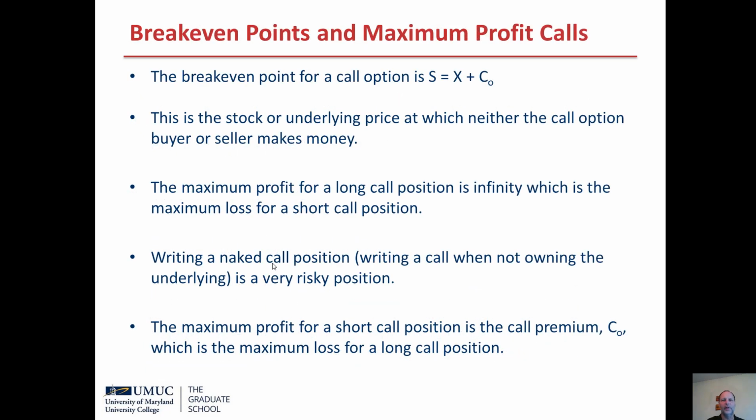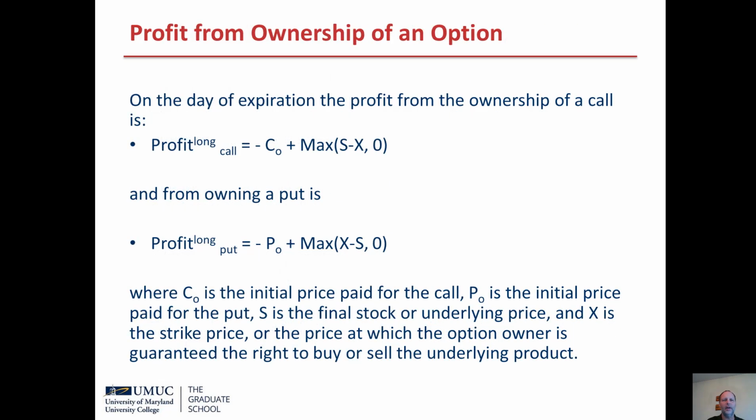We can calculate the break-even points and the maximum profits for calls and puts, again by looking at these equations. For the break-even point, we set profit equal to 0. We solve for S by taking the two negatives to the other side, and therefore the break-even point is S equals X plus C naught. For a put, we will set this equal to 0, and we will find the break-even point, moving S to this side, is X, the strike price, minus P naught.